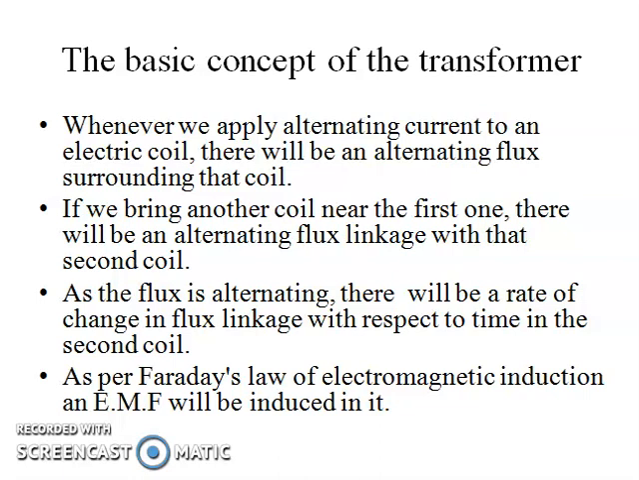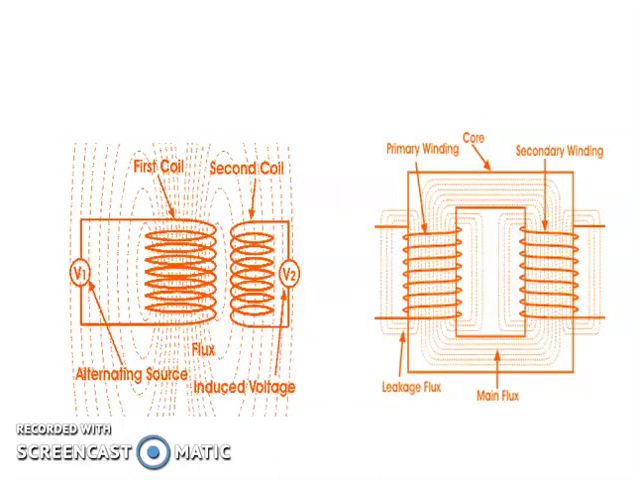Alternating current is applied to one of the electric coils. As you apply the current to the first coil, the flux surrounds the first coil. If we bring another coil near the first coil, then alternating flux linkage takes place in the second coil also, using the mutual induction principle. This flux is alternating, so there is a rate of change of flux linkages with respect to time in the second coil. So by Faraday's laws of electromagnetic induction, an EMF is induced in the secondary coil. That will be shown here.